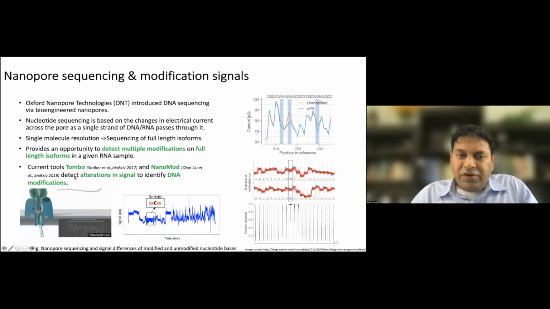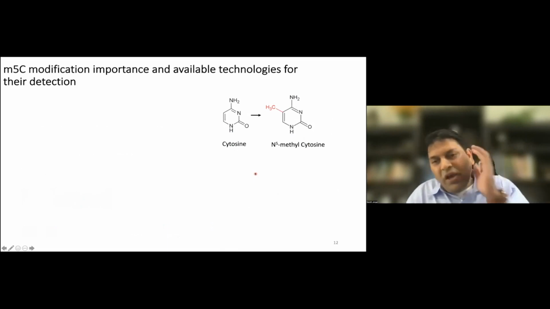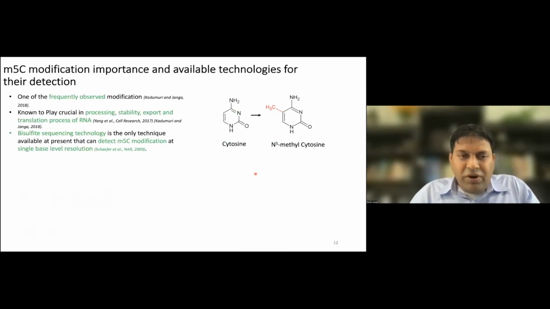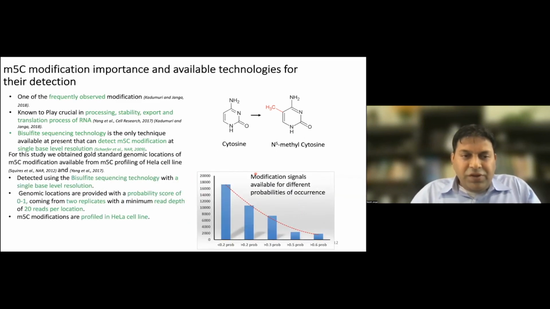And other groups have generated tools like Tombo and Nanomod to essentially serve the same purpose of visualizing these current signals. So one of our first efforts was to see whether we can develop these modification models for prediction of methylcytosine. Thanks to our resource, there are a few groups which have generated bisulfite sequencing for the HeLa cell line. So what we did was collect this bisulfite sequencing data for identification of m5C.